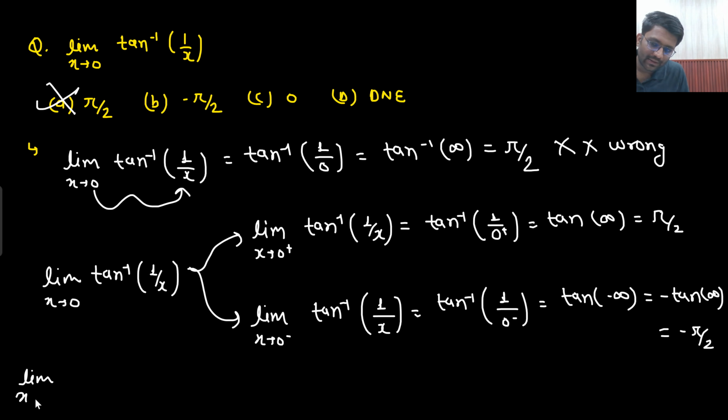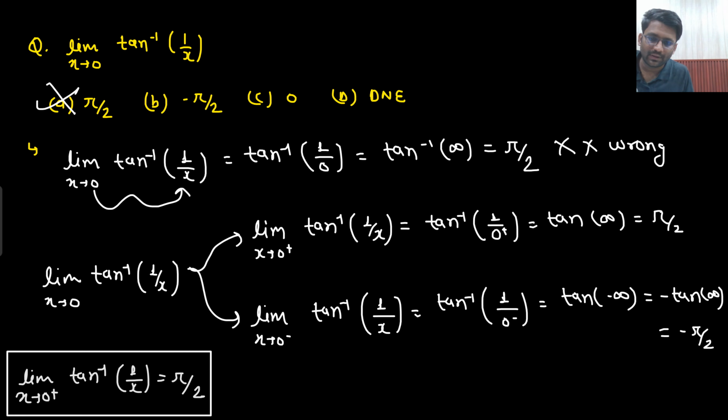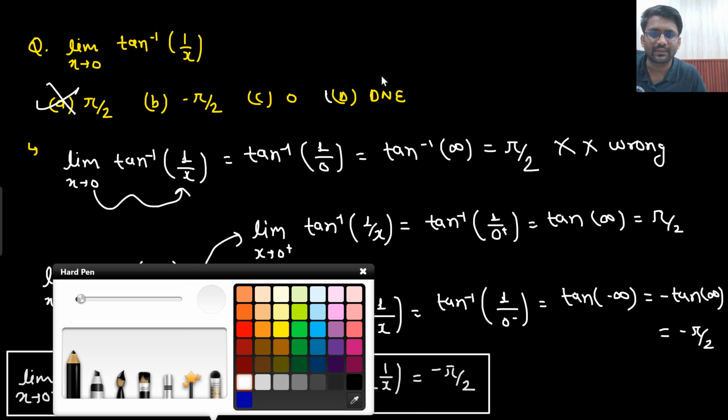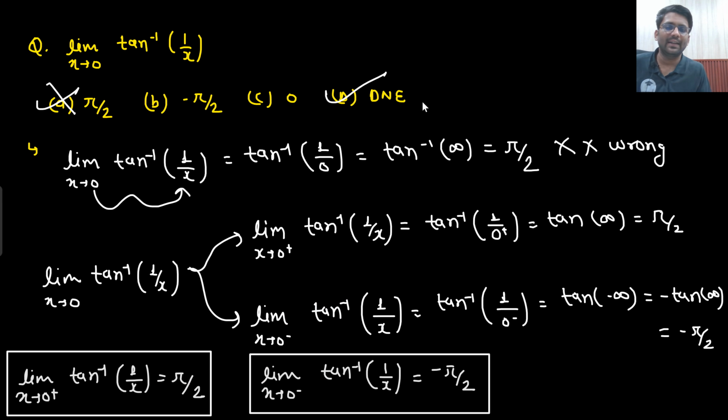Limit x tending to 0 plus tan inverse 1 by x is coming out to be pi by 2. And limit x tending to 0 minus tan inverse 1 by x is coming out to be minus pi by 2. So are both of them same? No. So what is the correct answer? Does not exist.